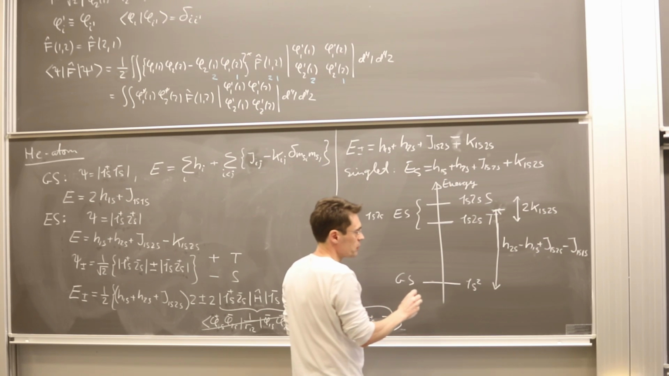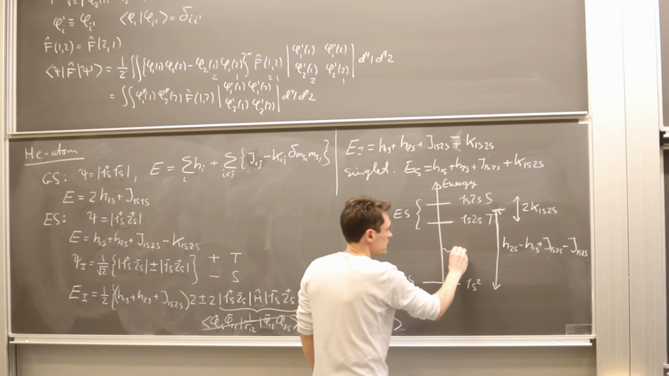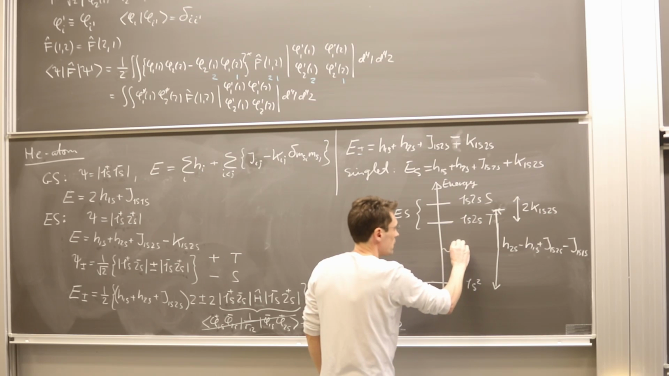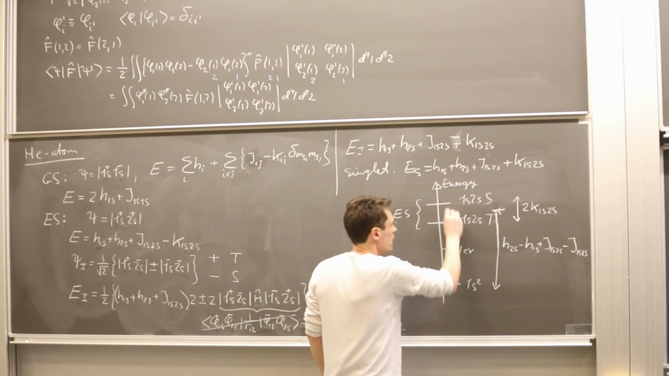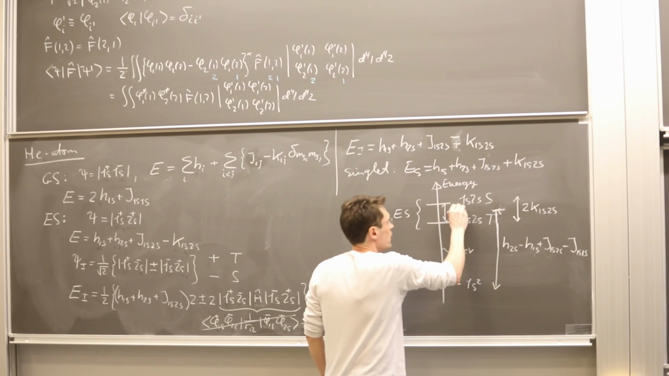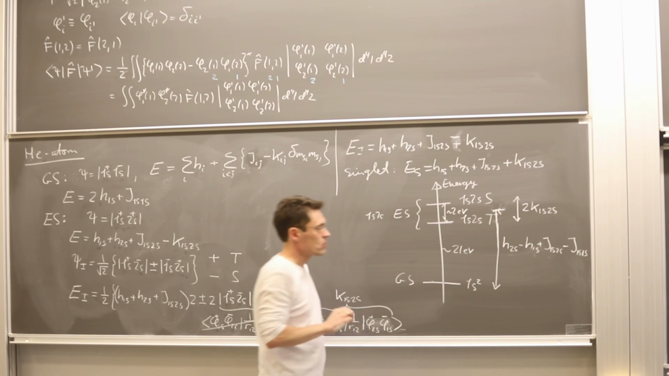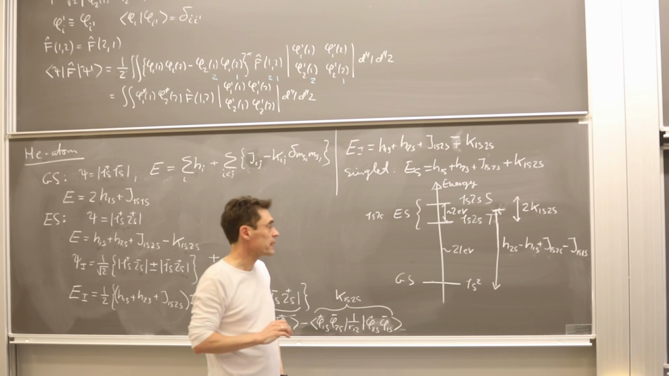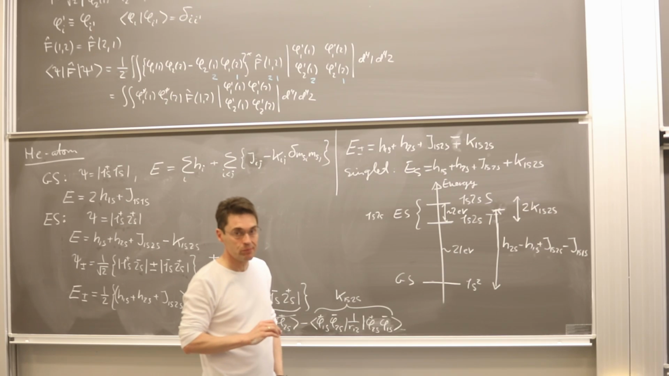And in terms of actual numbers, this splitting here is something on the order of 21 eV, and this is something on the order of 2 eV, right? So there's an order of magnitude difference between the 2 splits there. So that's what it looks like in our dear helium atom.